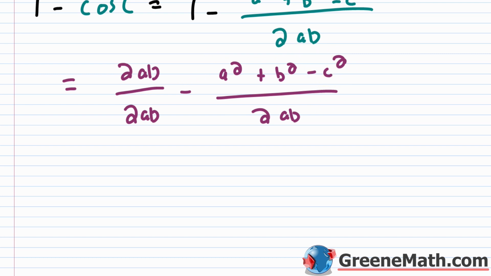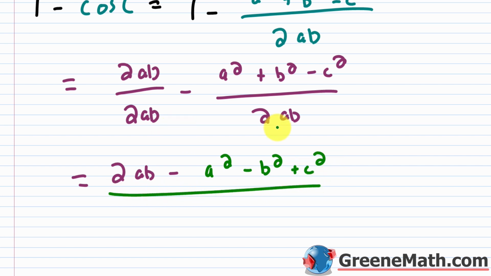So if you take this numerator, this 2ab, and you subtract away this other part, again, you want to wrap this in parentheses so you don't make a sign mistake. Each term has to be subtracted away. So in other words, this would be minus a squared, and then minus b squared, and then plus c squared. So make sure you change the sign of each term. Then this is over your common denominator of 2ab.